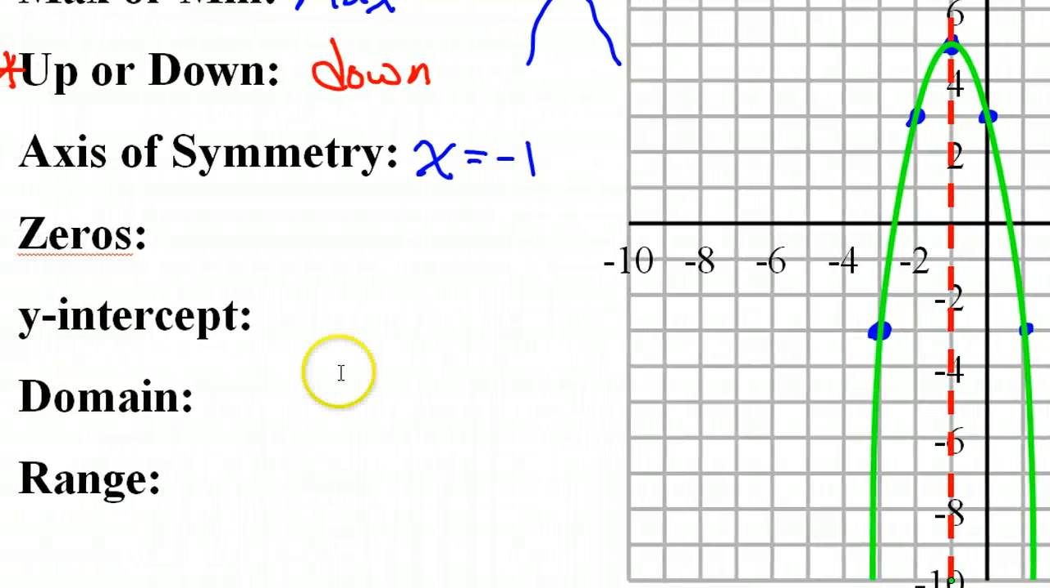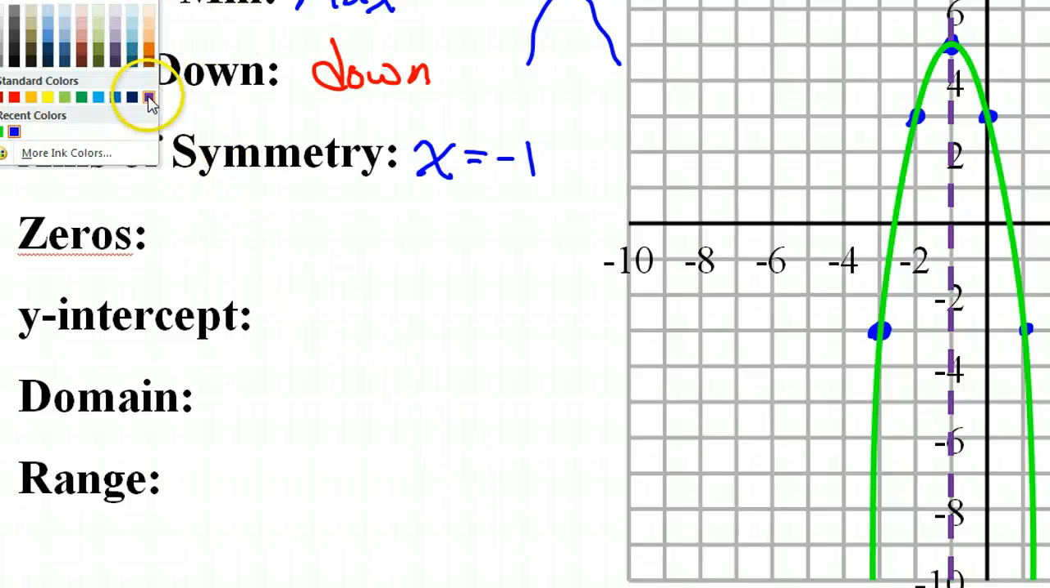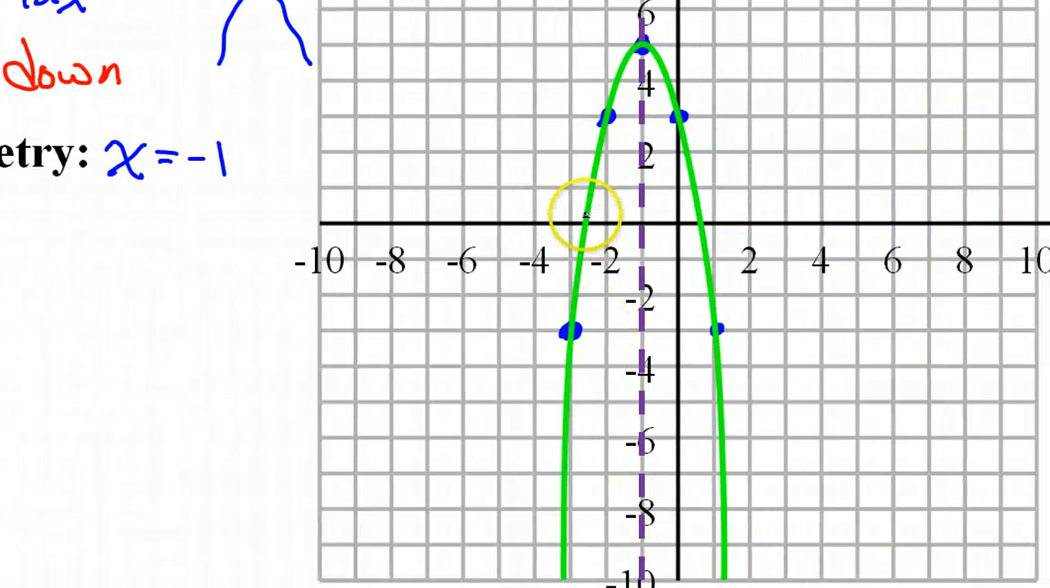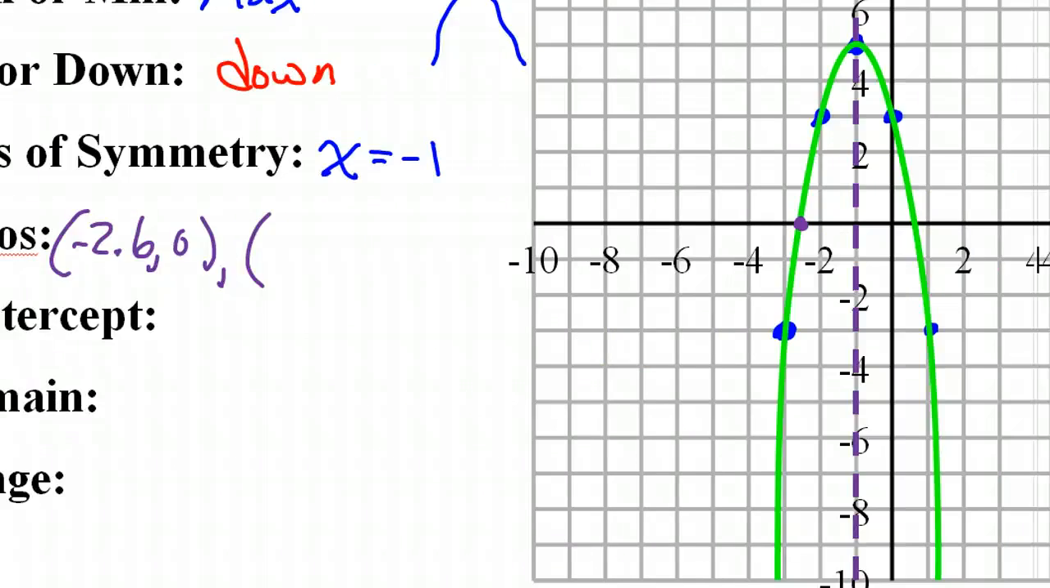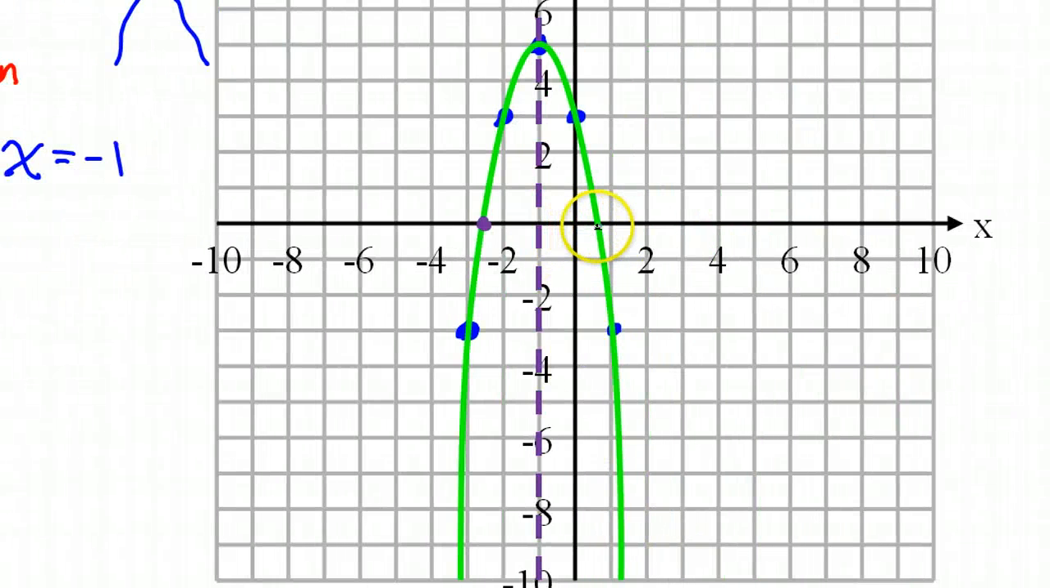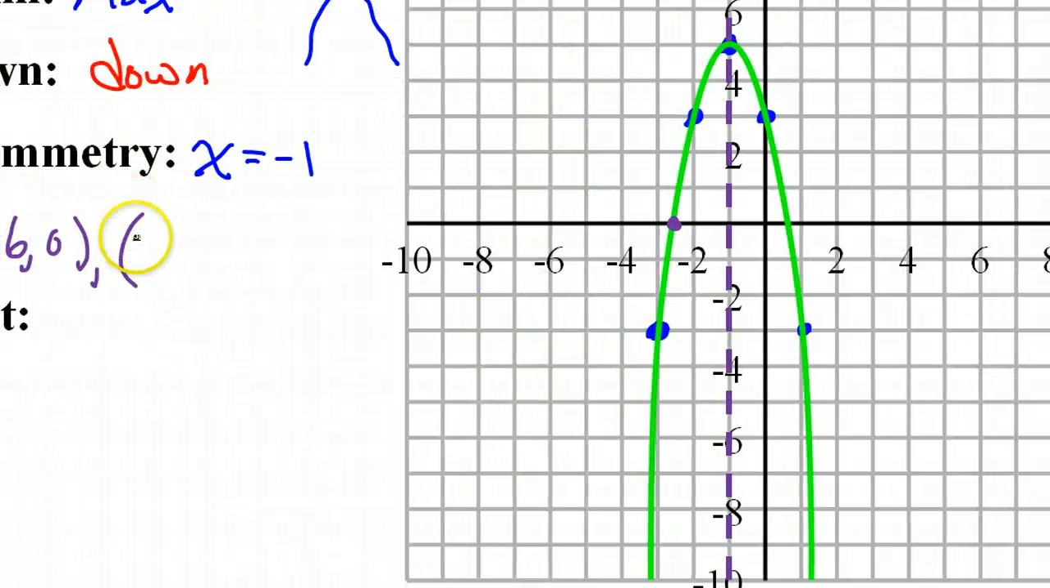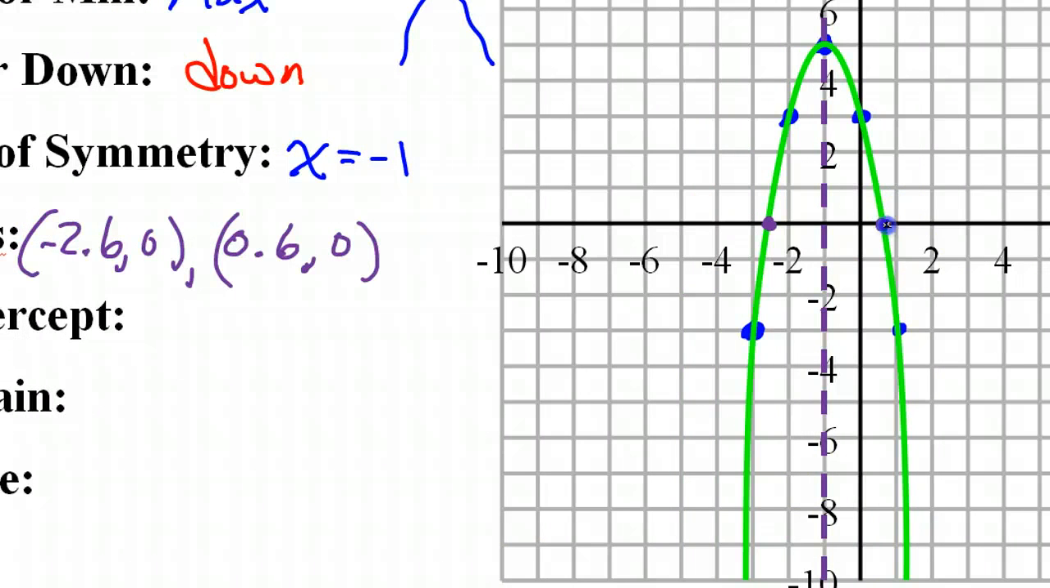Okay, now let's talk zeros, guys. Let's talk about those zeros, the x-intercepts, if you will. Same thing. Okay, again, we're going to have to estimate those. Those are between the lines here. So this one, to me it seems a little bit closer to -3, so I'm going to call it -2.6, comma 0, of course, because it's on the x-axis. And now the other one is to the right of 0, but a little bit closer to 1, so I'm going to call it 0.6, comma 0. Okay, so we had to estimate a little bit with those x-intercepts, those zeros.